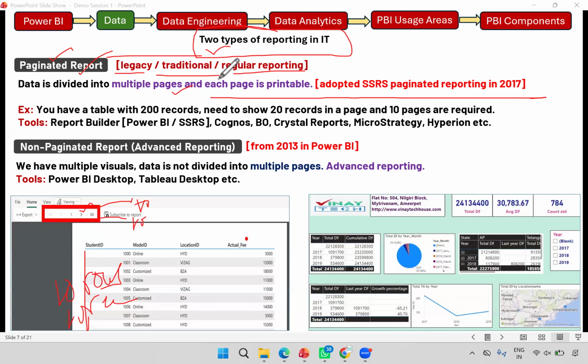Power BI supports it. And second one, advanced reporting, like this. Visual, visual, visual, visual, visual. Data not divided. When you click on one area, data shows everywhere. When you click on this area, that area's data it will show. So this is advanced reporting. We call it non-page related reporting. So Power BI provides support for the legacy as well as modern. So these are the two types Power BI supports. This is the lucky part.